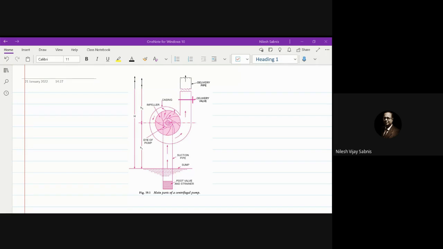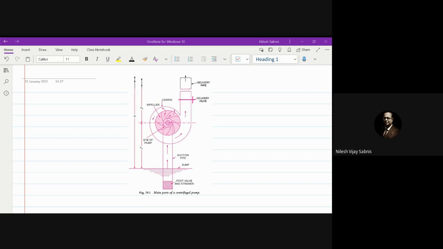Then the rise of pressure head at any point in a rotating liquid is proportional to the square of tangential velocity of a liquid. So it is nothing but v square by 2g, that is velocity head. Thus at the outlet of the impeller, where radius is more, the rise of pressure head will be more and liquid will be discharged in the outlet. So let's see the construction. How is the working of a pump?